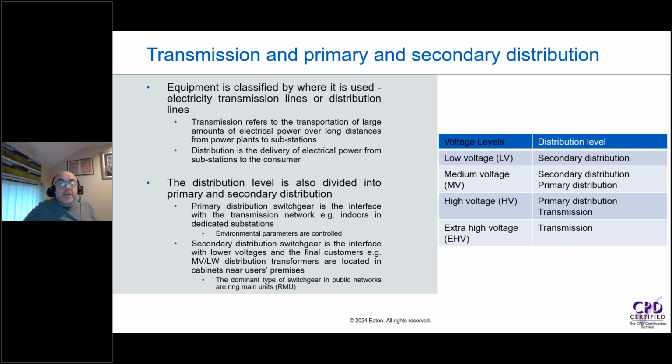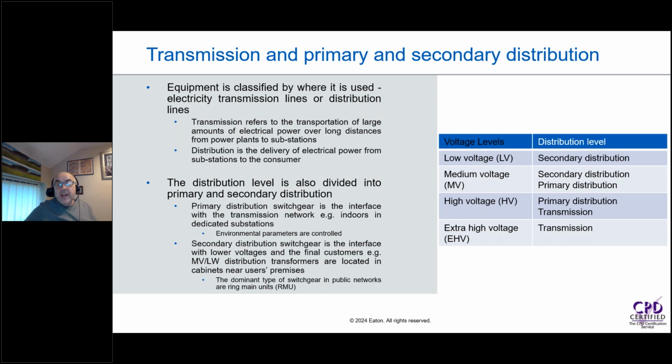So at the distribution level, it's also divided into primary and secondary distribution. Primary distribution switchgear is the interface where the transmission network would perhaps terminate in, say, a dedicated substation or e-house. And the environmental parameters within that building, or in that substation, are typically controlled with air conditioning or anti-condensation measures perhaps. And then secondary distribution is the interface with typically lower system network voltages and the link to the final customer.